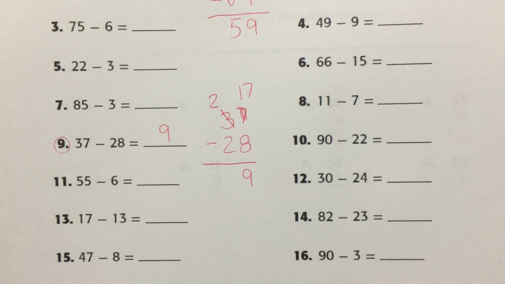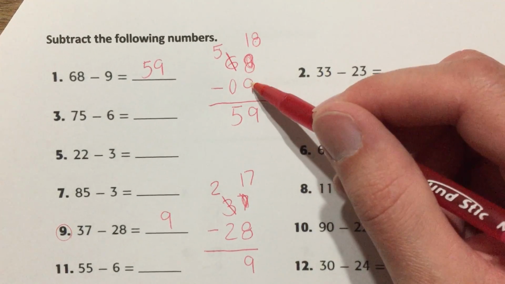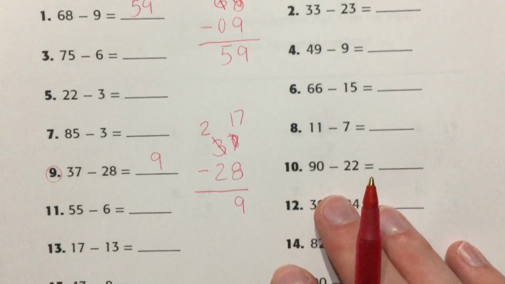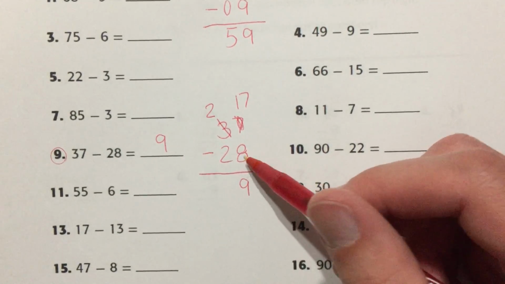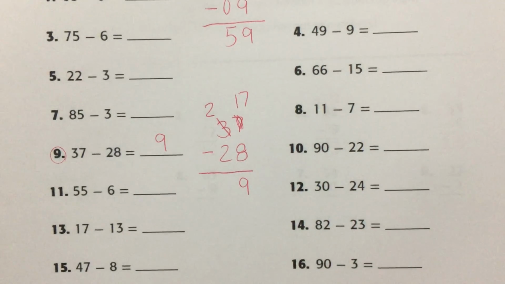And then just like we did before, you could say 59 plus 9. Does that equal 68? Yes, it does. We go down here. 9 plus 28, does that equal 37? It certainly does. Good stuff.